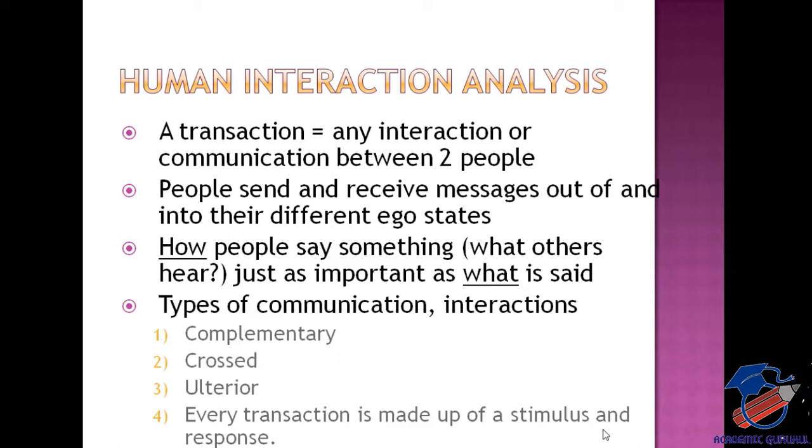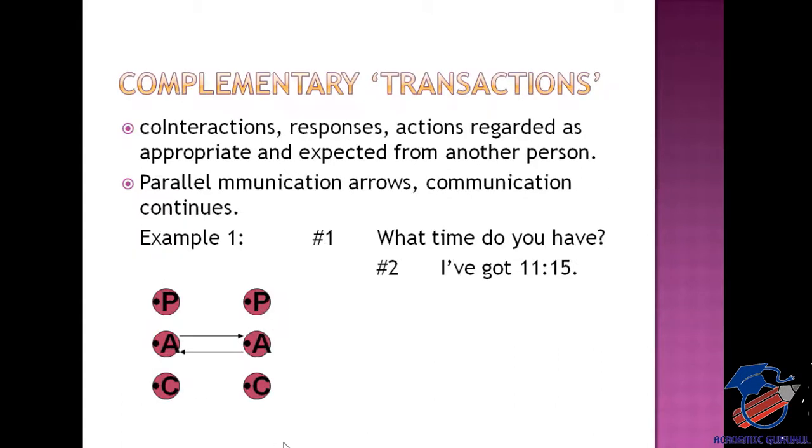So on the basis of what you are saying, what you are expecting to receive, and what you actually receive, there can be three types of communication: complementary, crossed, ulterior. These are the three types of communication or interaction which can be classified on the basis of what you say, what you expect to receive, and what you actually receive. And every transaction is made up of stimulus and response. Stimulus is what you are giving and what you are receiving back.